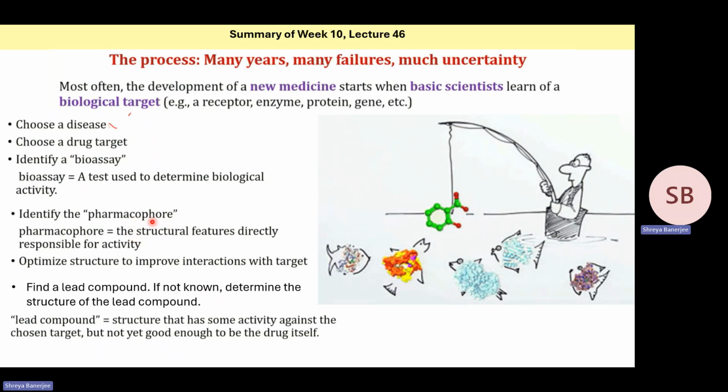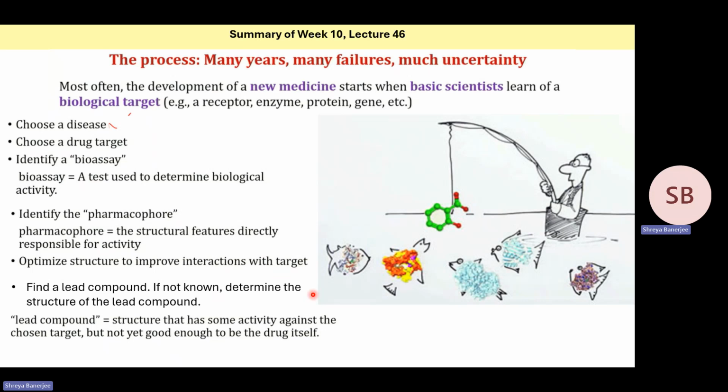So basically, after you identify the pharmacophore, that is the structural features that are responsible for binding, using the structural features of the pharmacophore, a lead compound can be designed. The lead compound will show some level of activity against the chosen drug target, but it is not yet good enough to be the drug. That is why it's called the lead compound, because it is a starting point. From the lead compound, the structure can be optimized more and more in order to improve interactions with the drug target. So basically, this entire process is kind of like fishing.